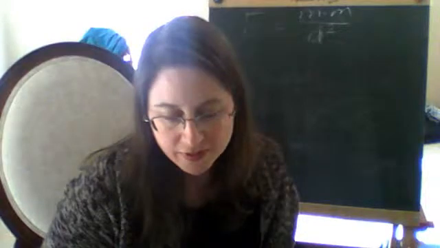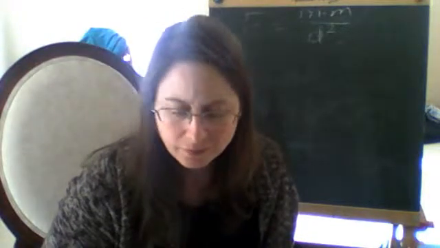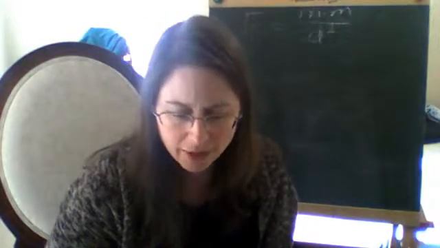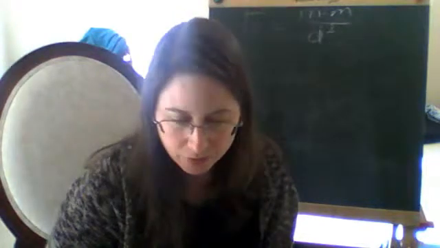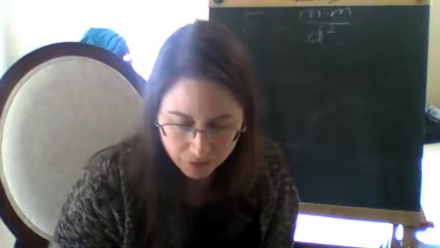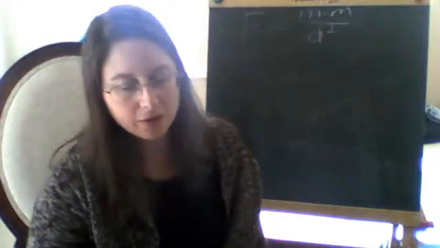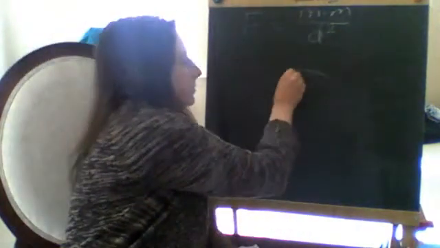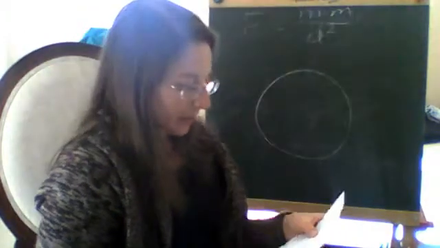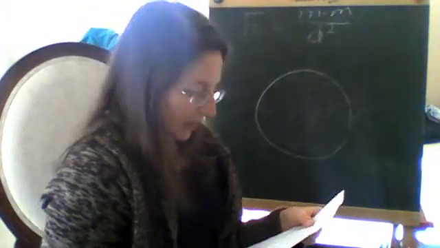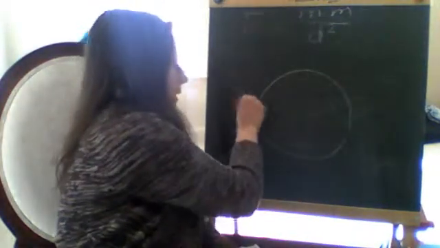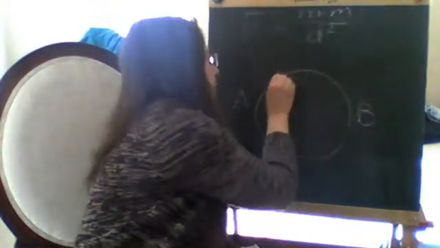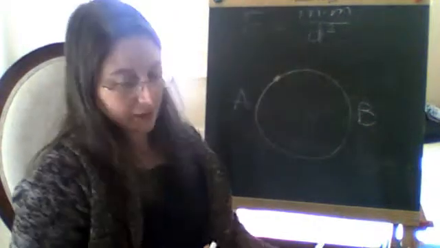Number 12 says, in the following diagram, a ball is traveling from point A to point B. Draw the velocity of the ball and the force it experiences at a constant speed. Okay, so we've got this circle. The ball is traveling in a circle. It's going from point A to point B. So here's A, here's B, here's the ball, I guess.